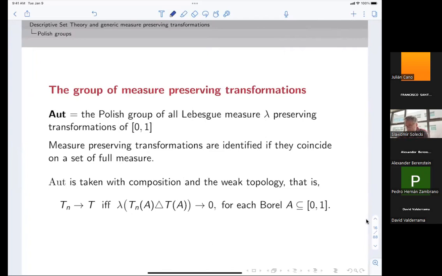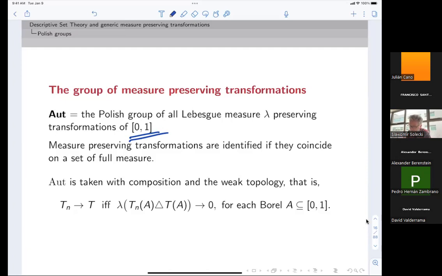And this is an interesting example of a Polish group, but it's much more than that. This group is really the domain, or the universe, of ergodic theory. In essence, one can say that ergodic theory is a theory of elements of that group, either constructing them or looking more globally at properties of the group or parts of that group. I should also mention that this is a group that has its own importance.